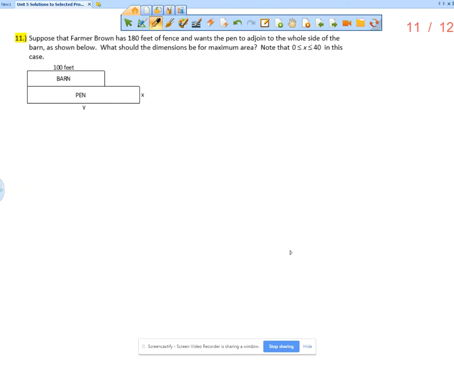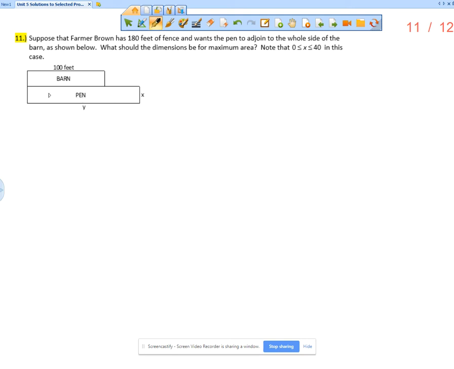This is the setup video for section 5.1, problem number 11. Suppose that Farmer Brown has 180 feet of fence and wants the pen to adjoin to the whole side of the barn as shown below. What should the dimensions be for maximum area? Note that x is between 0 and 40 in this case.